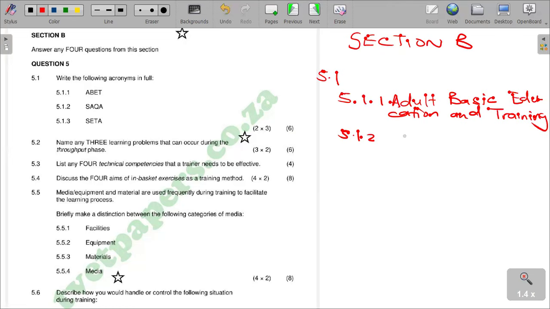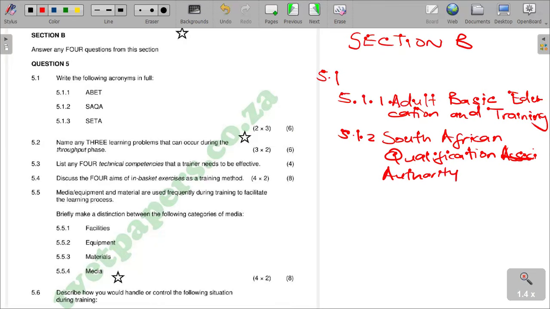5.12. SAQA. It stands for South African Qualification Association. Sorry, Authority, not Association. Correct that one.